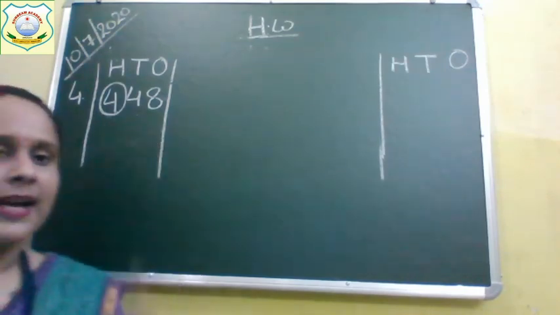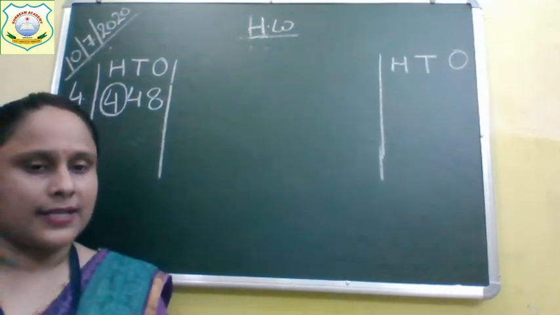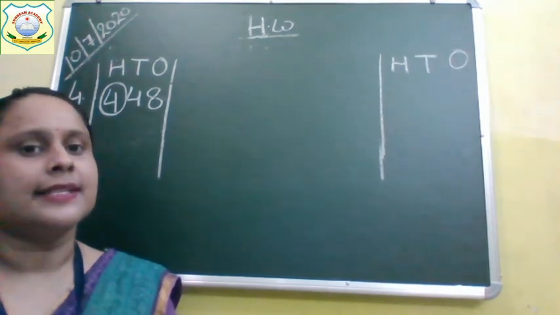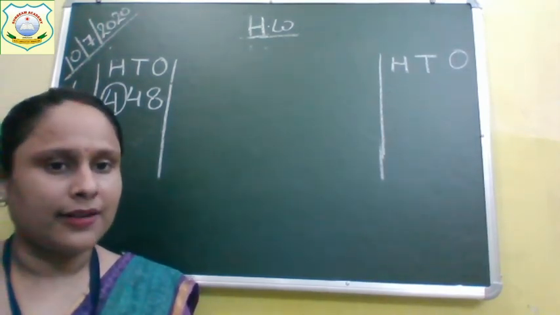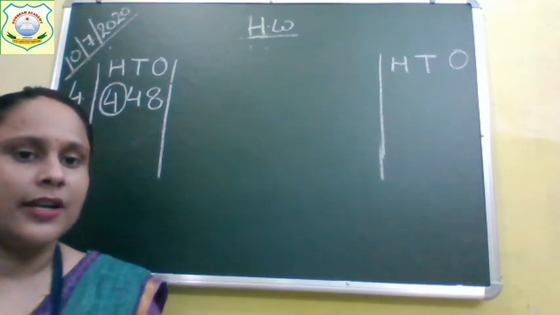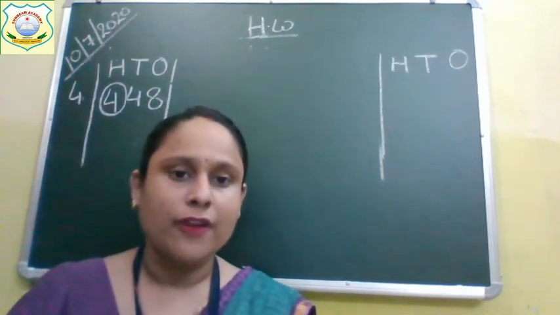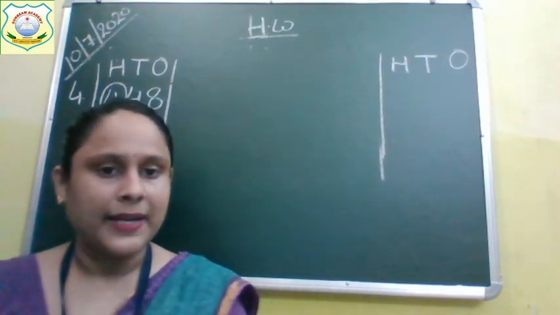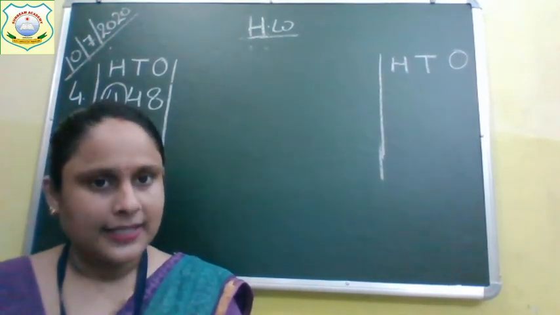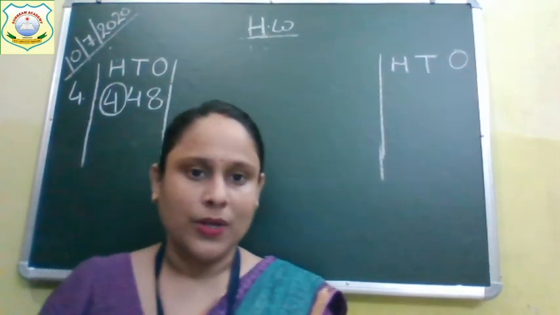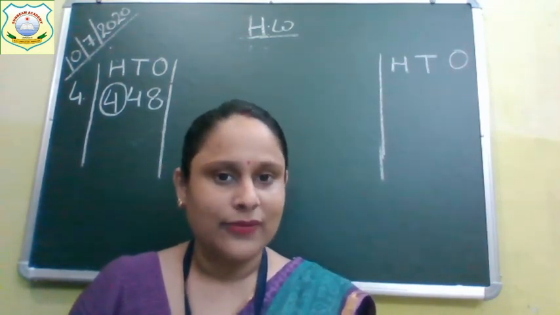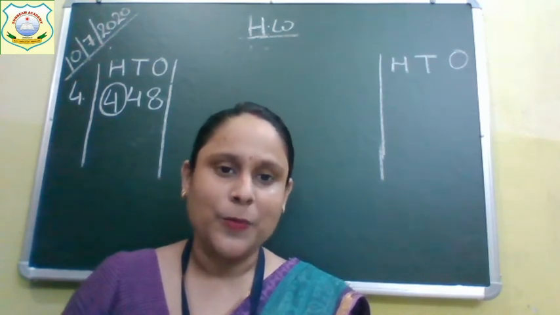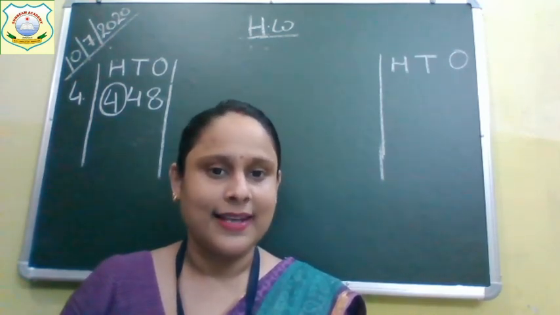Children, copy it down. 4 is in hundreds place. So what is the place value of 4? 4 hundreds or 400. Children, if you have missed any of your classwork or homework question, I am sending a PDF so you can complete it from there also. Okay? So complete your classwork, complete your homework, and I hope you all enjoyed today's class.